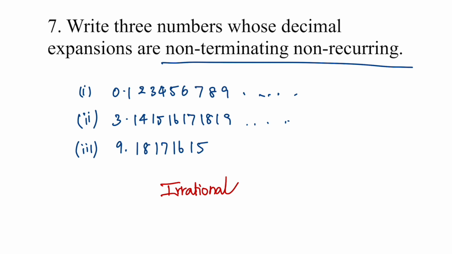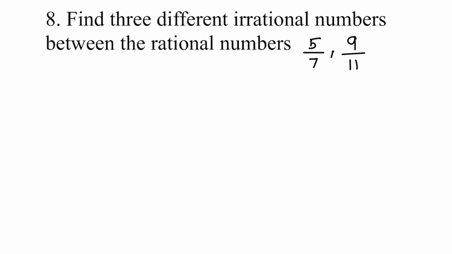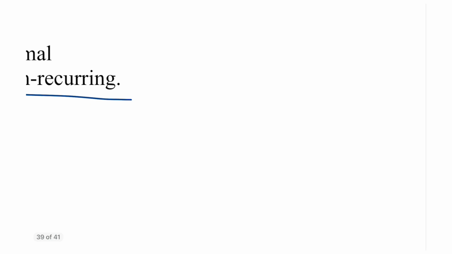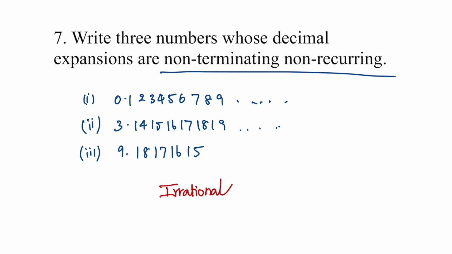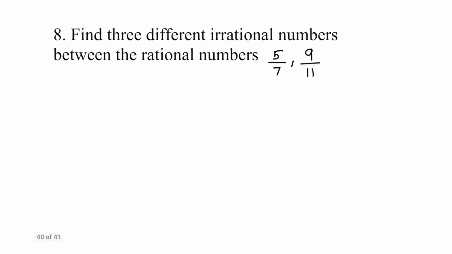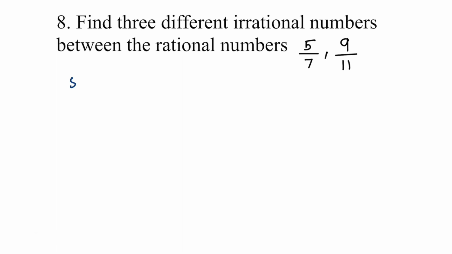Now we are moving to the next question in this exercise, which is find 3 different irrational numbers between the rational numbers 5 by 7 and 9 by 11. Okay, you have to find 3 irrational numbers between the numbers. In the previous question, we found 3 irrational numbers, but we weren't given any condition for them, right? So they are in different ranges just from our imagination. Now, in this question, they have given that these irrational numbers should be in the range 5 by 7 and 9 by 11, within those. So we first have to find the decimal expansion of 5 by 7 and 9 by 11, right? So let me just find that out now.